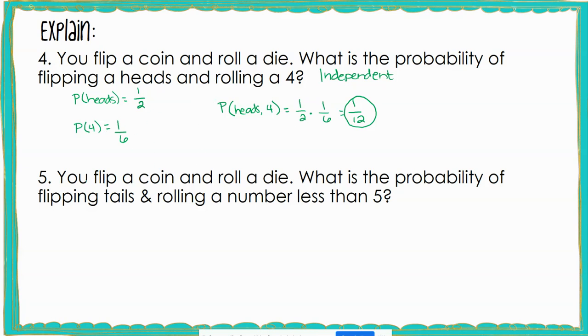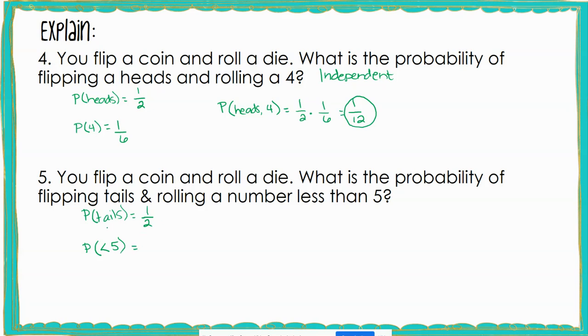Number 5 says we are still flipping a coin and rolling a die. And we want to know the probability of flipping tails and rolling a number less than 5. So the first thing we're going to do is find the probability of flipping a tails. Well, we know that there is one tail on a coin out of 2 total sides, so that probability is 1/2.